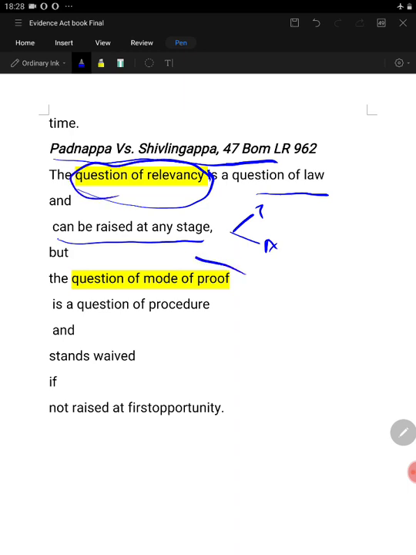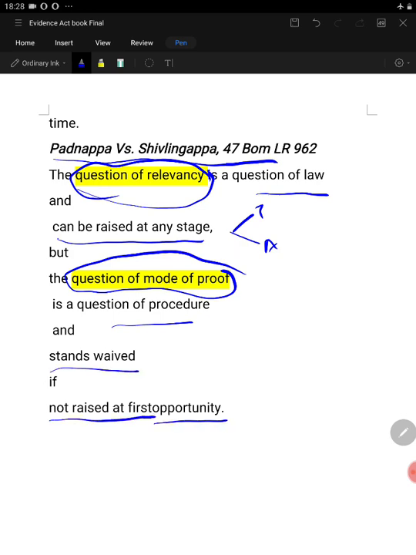But the question of mode of proof is a question of procedure, and that stands waived if it is not raised at the first opportunity. So, if the question is regarding mode of proof and it is not taken at the trial stage, then it cannot be taken at the appellate stage also.